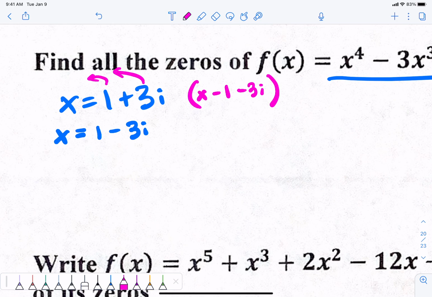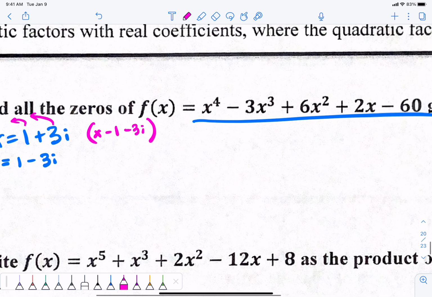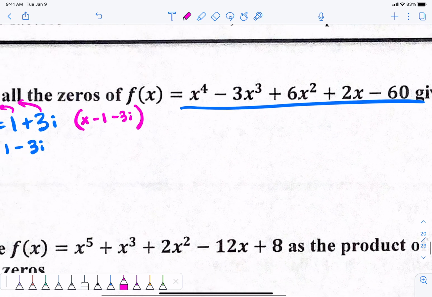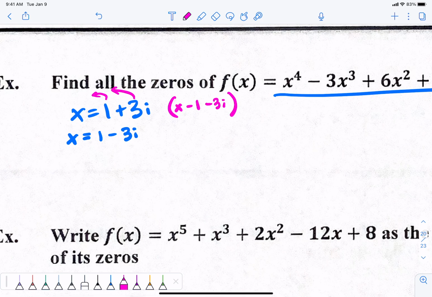If I move the 1, we know that x equals 1 plus 3i if that is a zero, right? And then if we move both of those pieces over, we get the part that's in the parentheses. And that's what it looks like as a factor, right? Okay, what's the other one look like as a factor? I'm going to write x minus 1 plus 3i.